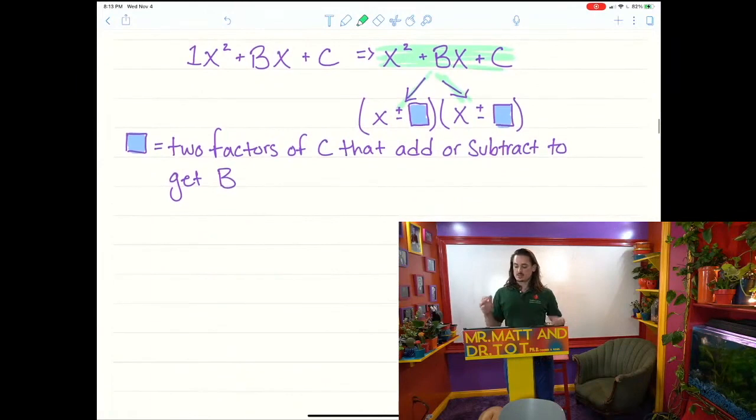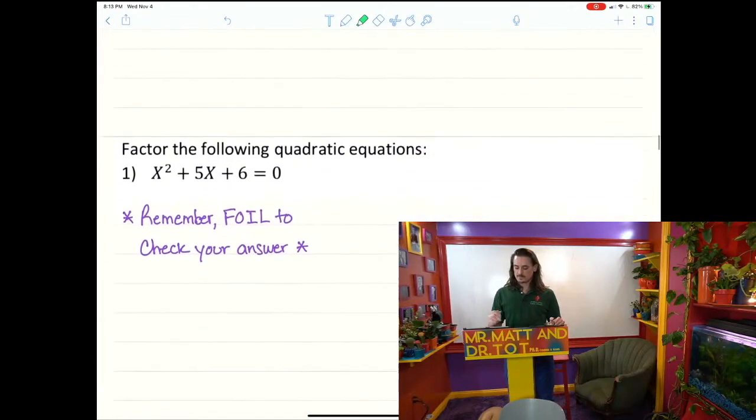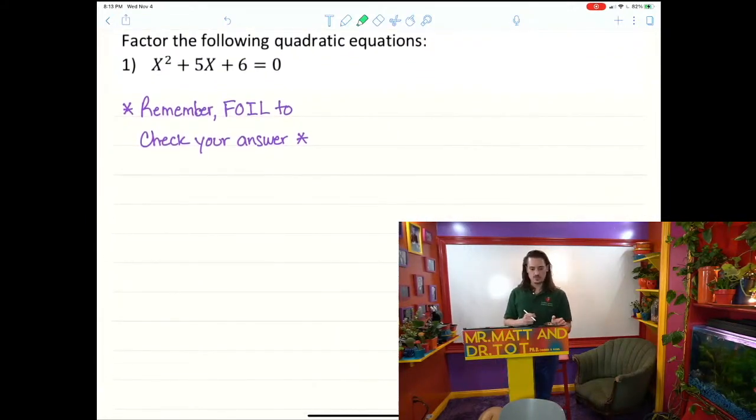So you can see that we take the quadratic, we split it into two parentheses, assigning the first order x into the left side position, and then we're going to consider the factors of c that add together to get b in the right position of the parentheses. So let's look at some examples here, and I'll solve this one with you. Problem number 1 asks you to factor the following quadratic equations, the first one is x squared plus 5x plus 6 is equal to 0.